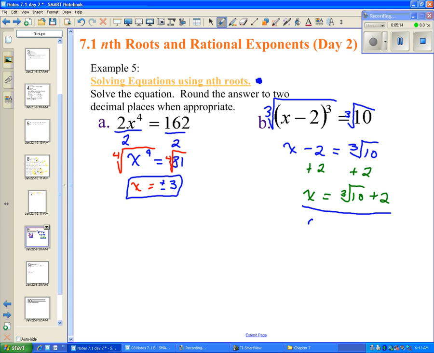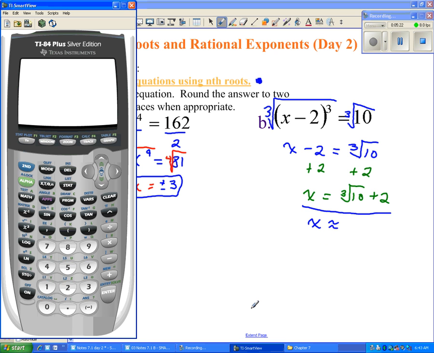But what if I don't want an exact answer? I want a better understanding of what that means, so I'm going to find an approximate answer. So to do this, I'm going to pull out my handy-dandy little calculator.